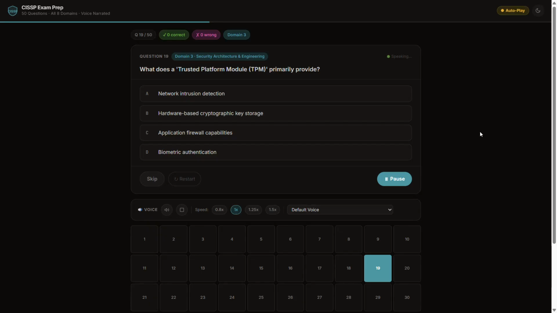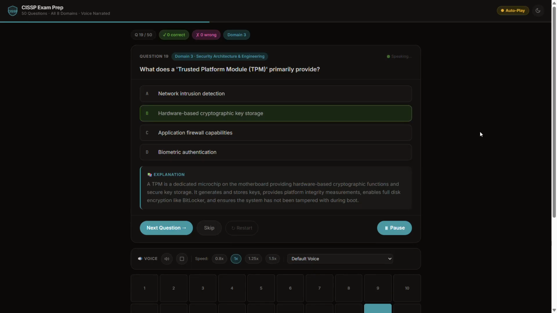Question 19. What does a Trusted Platform Module, TPM, primarily provide? Options: A. Network intrusion detection, B. Hardware-based cryptographic key storage, C. Application firewall capabilities, D. Biometric authentication.